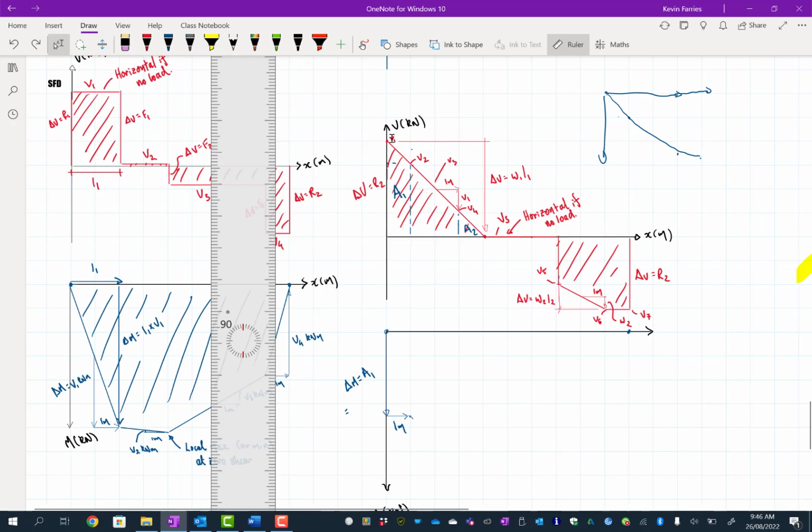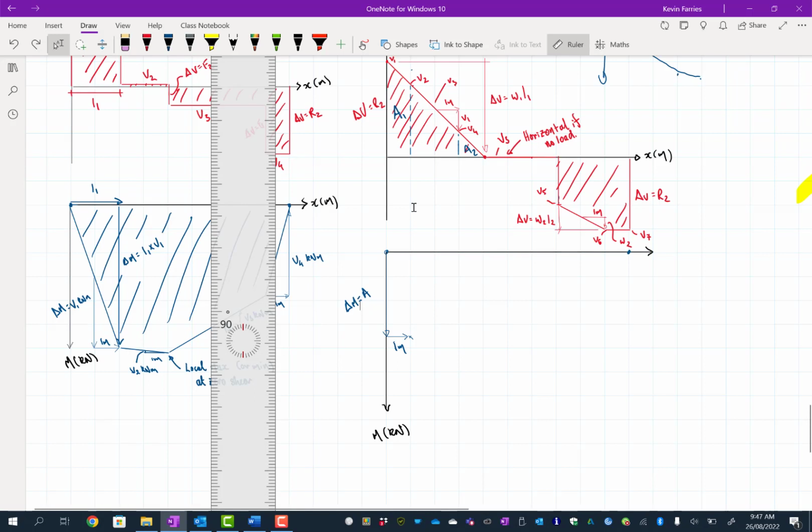So if this was 4 kilonewtons, this was 3 kilonewtons, then you just do 4 plus 3 divided by 2, which is 3.5 times 1. See what I mean? And so that's going to be equal to, because it's 1 meter wide, it's just going to be V1 plus V2 divided by 2. And that's just got our first point.